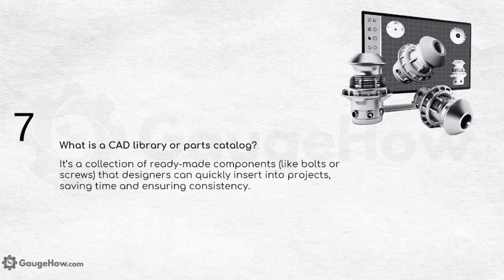What is a CAD library or parts catalog? It's a collection of ready-made components like bolts or screws that designers can quickly insert into projects, saving time and ensuring consistency. So there are actually a lot of CAD libraries available from where you can just insert the required nuts and bolts that you use all the time by searching for their abbreviation and going further.